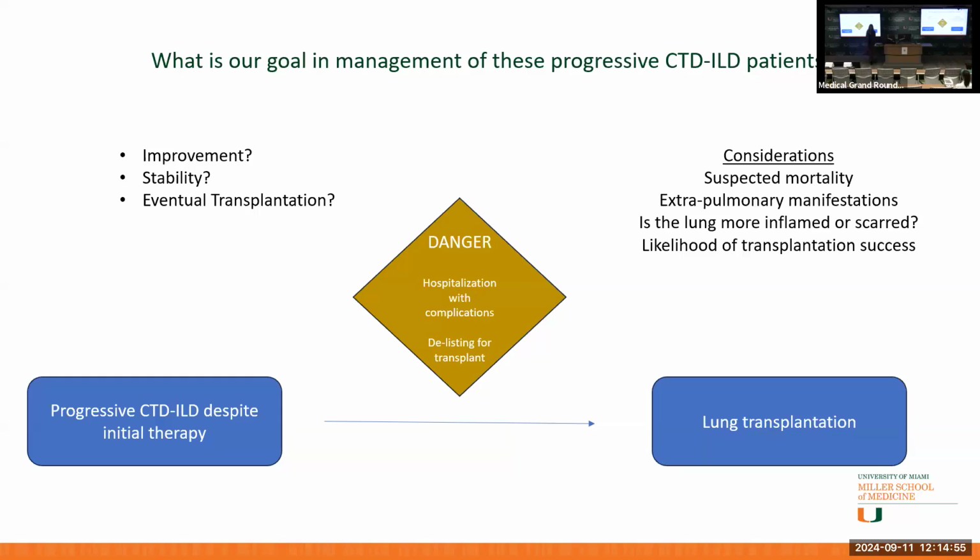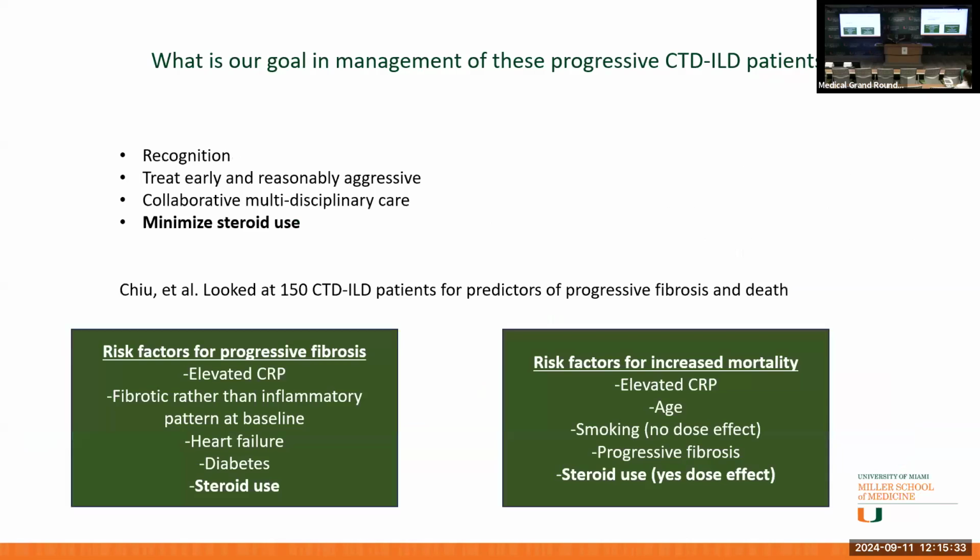And then what's the likelihood of transplantation success? While we use idiopathic pulmonary fibrosis as the guideline here, how do connective tissue disease patients do comparatively? It seems to be about the same, but you have to take into account what the extrapulmonary manifestations are and how active that disease is. And then we'll mention it in the last slide, but there are some nuanced situations where people may do very poorly with lung transplant. That would be a different situation where we want to be very aggressive outside of transplant.